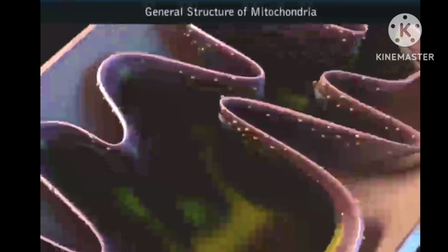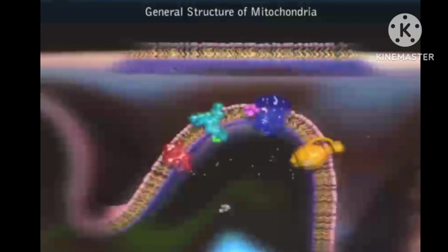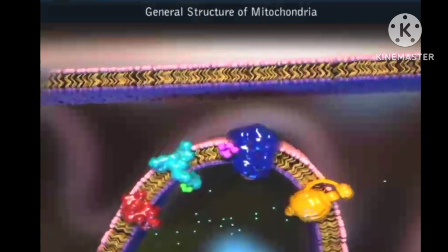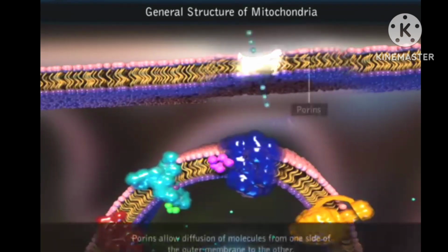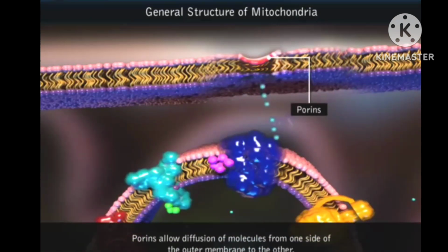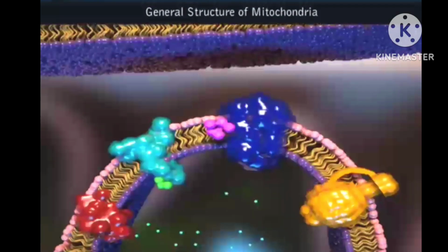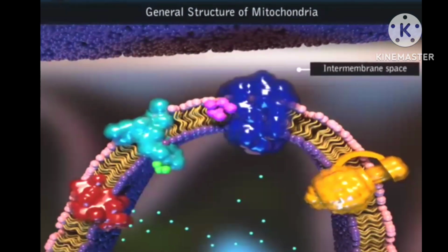Mitochondria are made up of an outer and an inner membrane. The membrane is composed of phospholipid bilayer and proteins. The outer membrane contains a large number of proteins called porins, which allow diffusion of molecules from one side of the membrane to the other. The space between the outer membrane and the inner membrane is known as the intermembrane space.